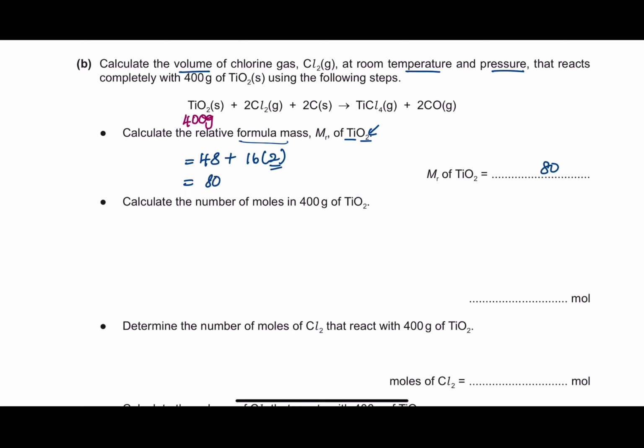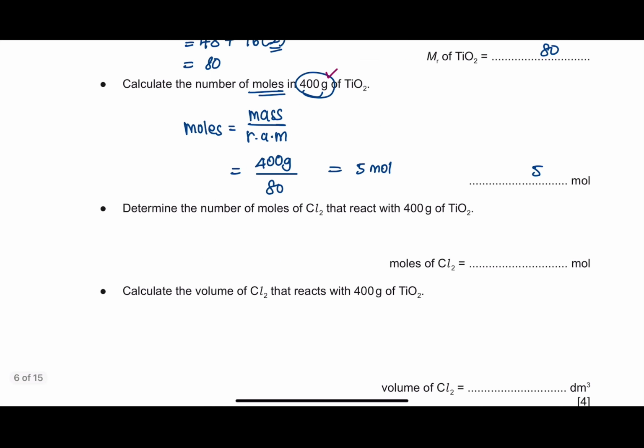Now the next step is to calculate the number of moles in 400 grams of titanium oxide. This is simple as well. As I mentioned before, in order to calculate mole when given mass and molar mass, all you have to do is divide them. So your mass is 400 grams and you have to divide it by your relative formula mass, which is 80. This will give you a value of 5 moles.